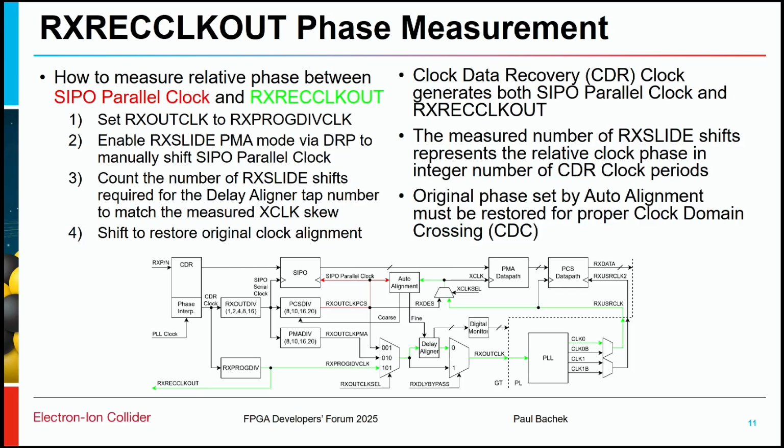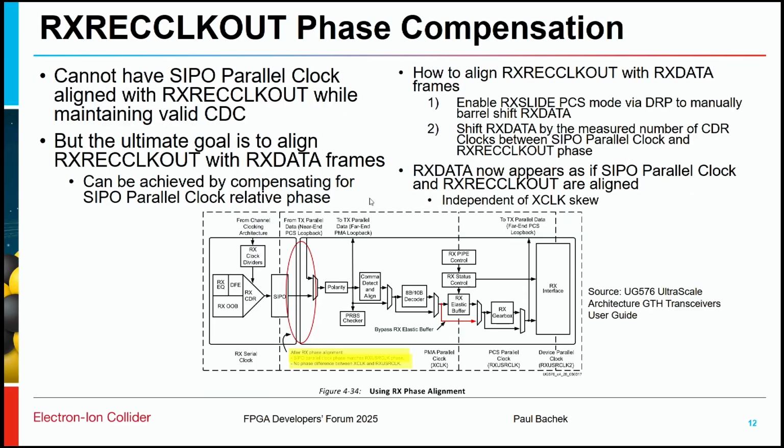So we can measure how many clock periods they differ by exactly, by changing the RX out clock source back to the programmable divider clock, the recovered clock, and then manually shifting the SIPO clock until the delay aligner value matches the one that was just read. And once they match, we count the number of shifts we had to perform. That number of shifts is exactly the number of CDR clock periods that they differ in phase by. So this is useful information, because if we know the difference in phase between our deserializer clock and the recovered clock that gets sent out, we can compensate for that by shifting the data here.